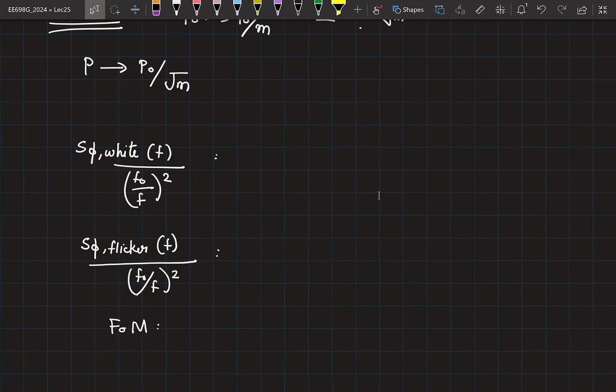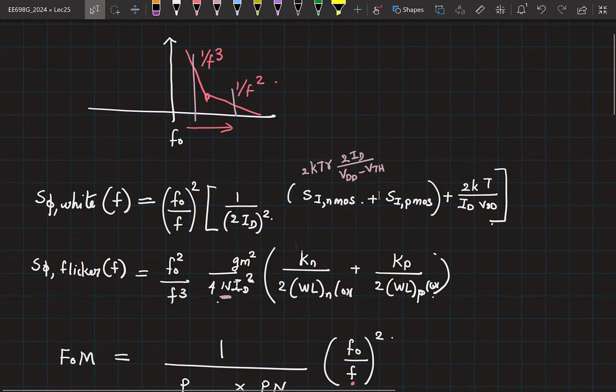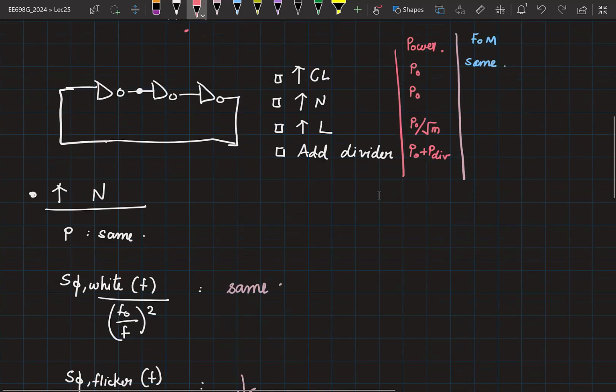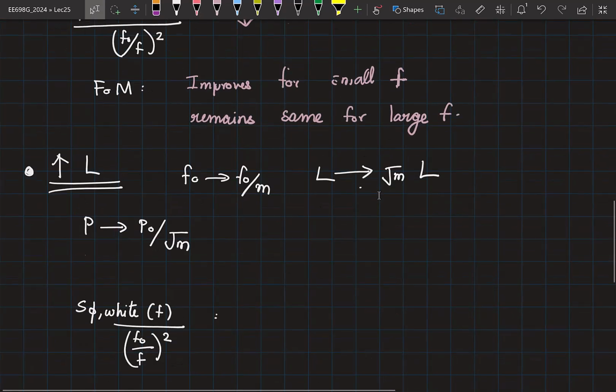So it is increasing. Why does it make M? ID square. Right, but you also have GM in SINMOS. So you can cancel out this ID and this square. Okay. Right, so you have 1 by ID. This ID will now become ID by square root of M. So that square root of M comes in the numerator. Right? So this one will increase by root M.